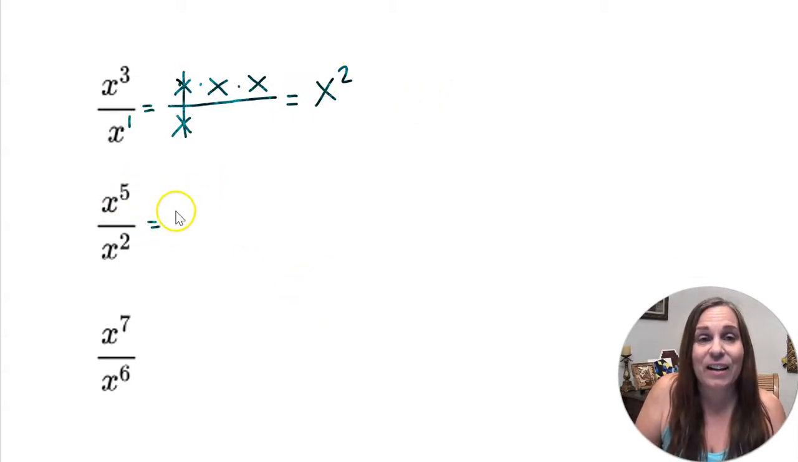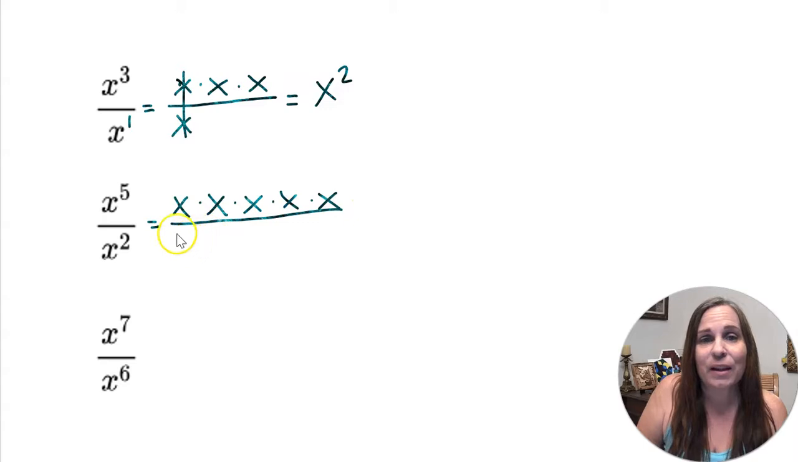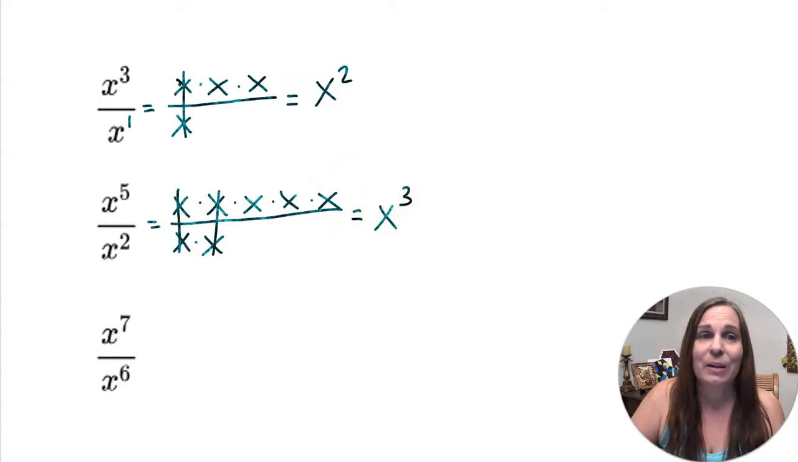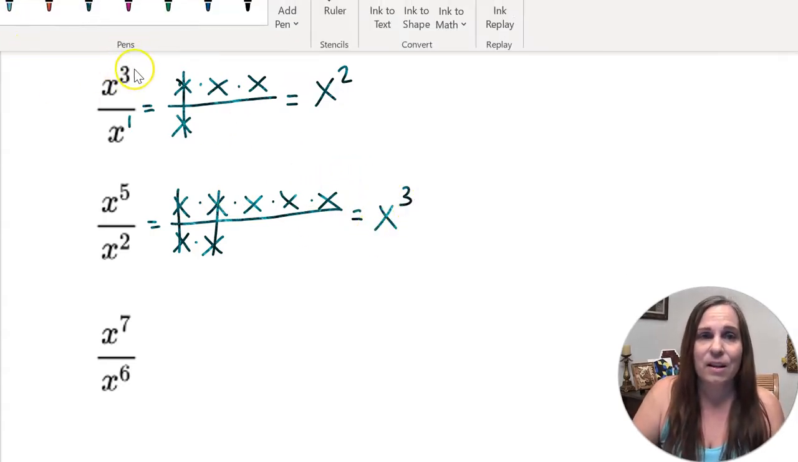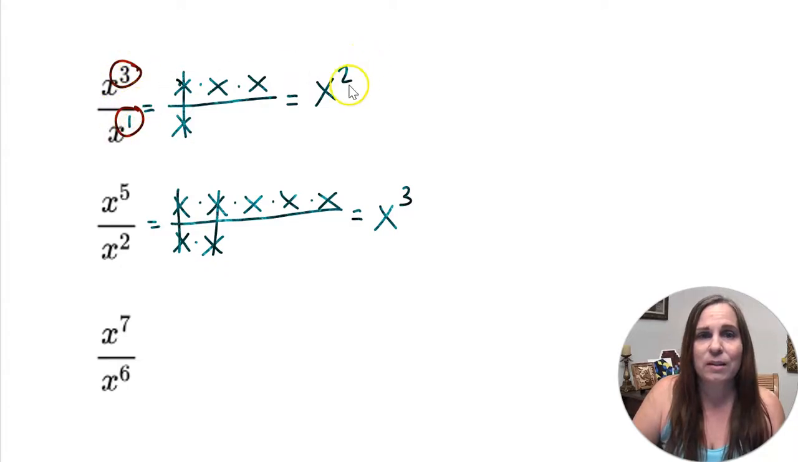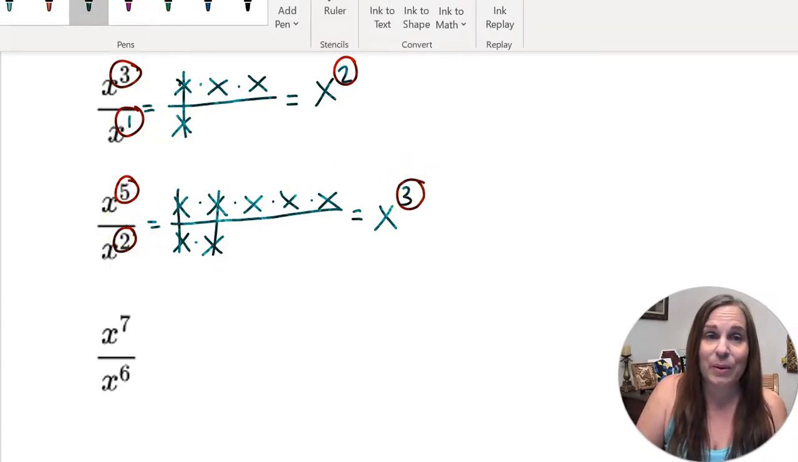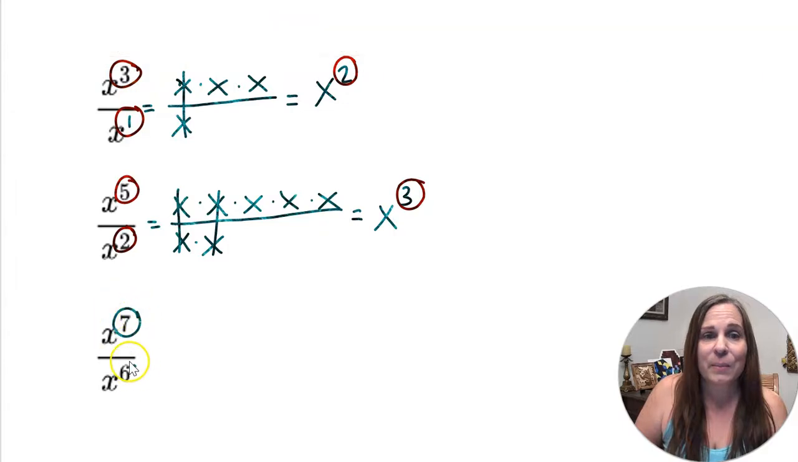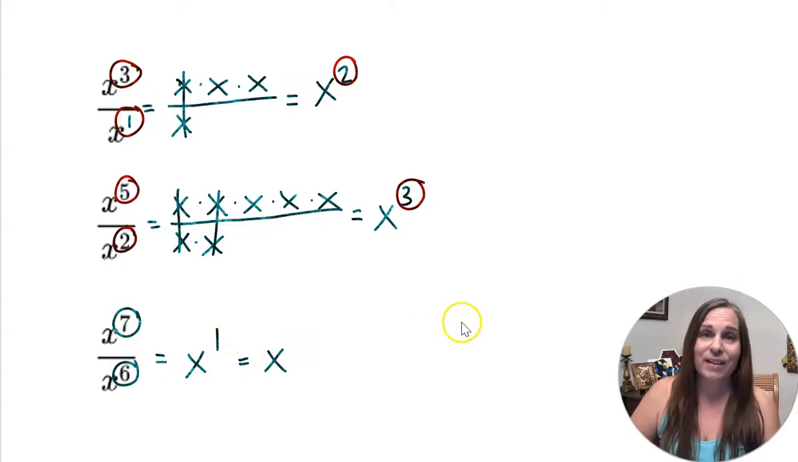All right, here, I could write it out. Actually, I'll do this last one. I said I was just going to do that one, but I'll write this one out too. So I've got 5 x's on top, and I've only got 2 x's on the bottom. These cancel, and I'm left with x to the 3rd on top. Now I could have just as easily done 3 minus 1 to get 2, or 5 minus 2 to get 3, which is exactly what I'm going to do on the next problem. So 7 minus 6 equals 1, or I could just write x.